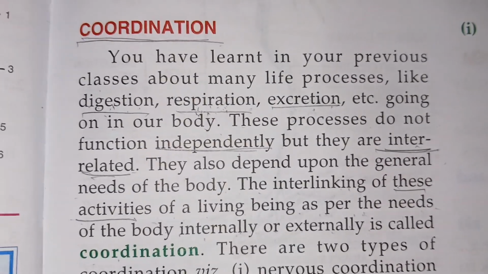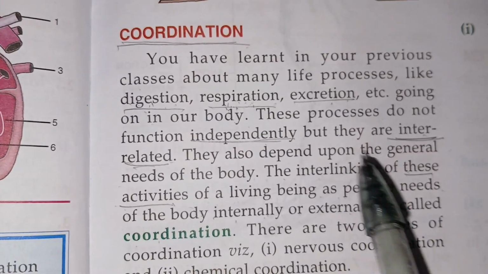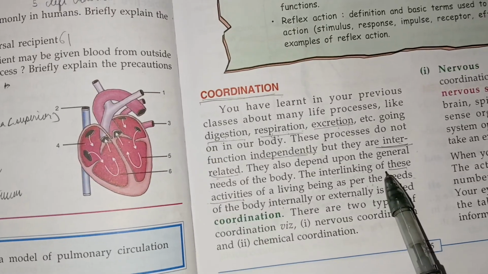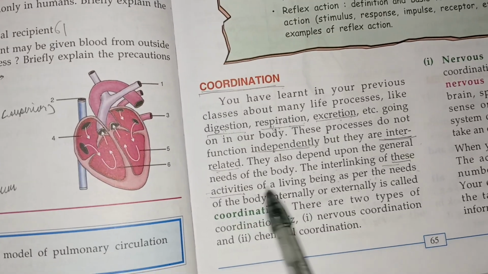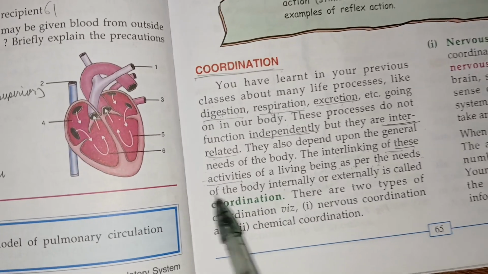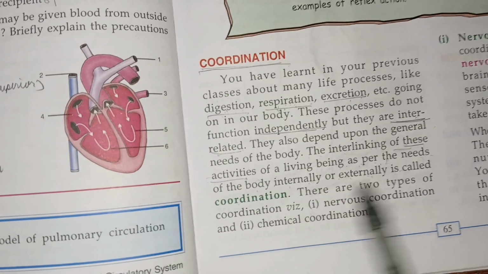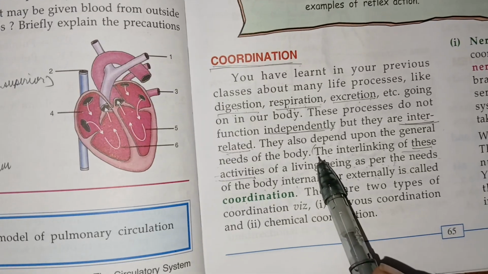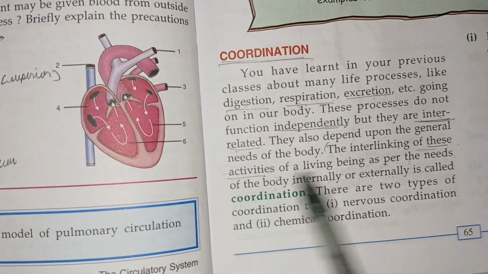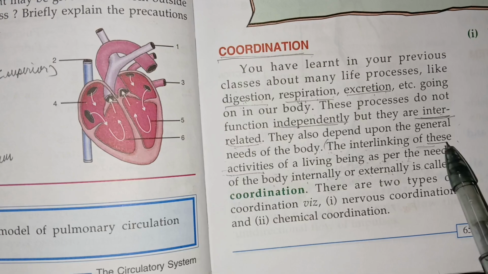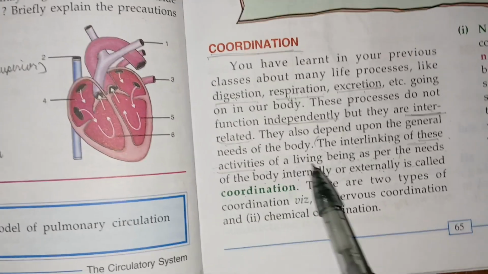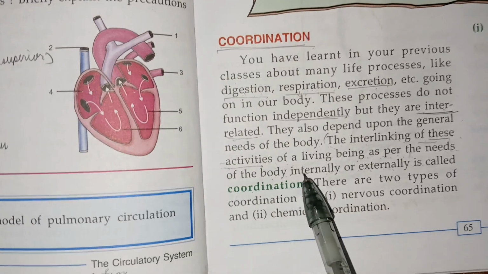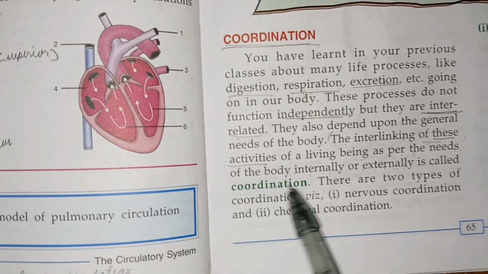Once again, let me repeat that. Interlinking of life processes. Here it is mentioned as these activities of a living being as per the needs of the body internally or externally is called coordination. Say, repeat once again. Read the interlinking of, don't say these activities, interlinking of life processes of a living being. Come on, continue. The needs of the body internally or externally is called coordination.